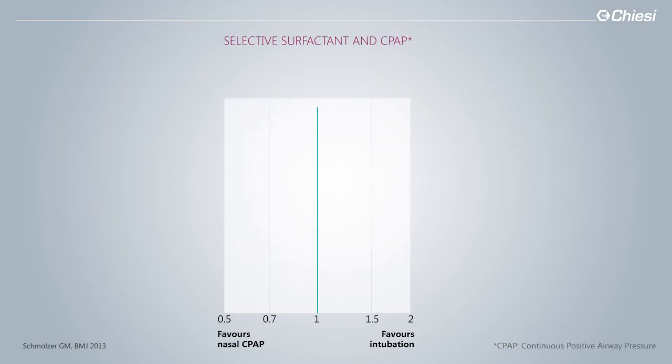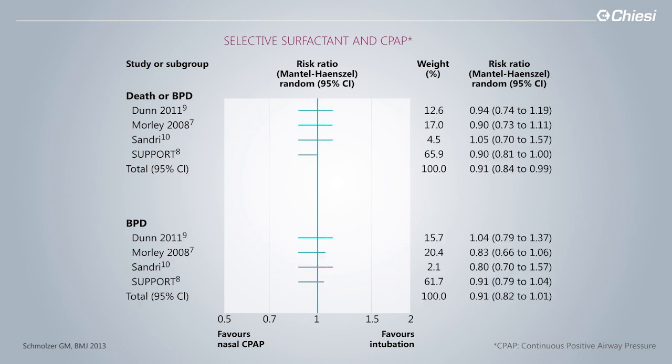A few years ago, there was a very nice meta-analysis in the British Medical Journal, meta-analyzing all the data about CPAP and surfactant, demonstrating that the early CPAP policy followed by selective surfactant administration is reducing BPD and/or mortality. If you look at these images here, you may see two babies.